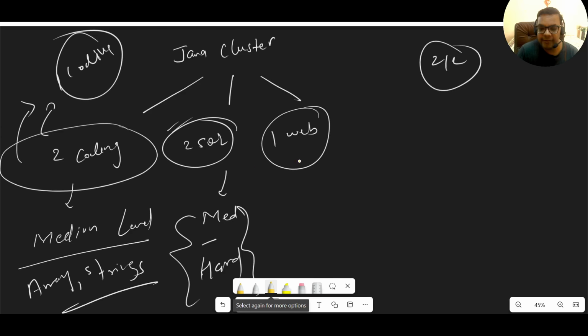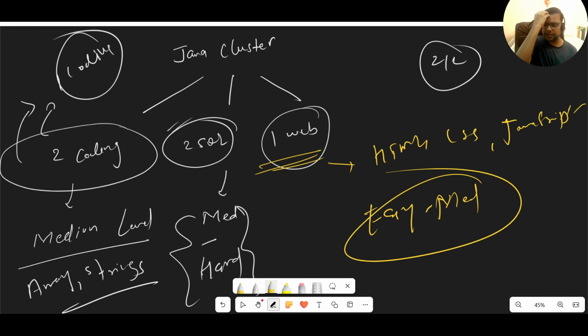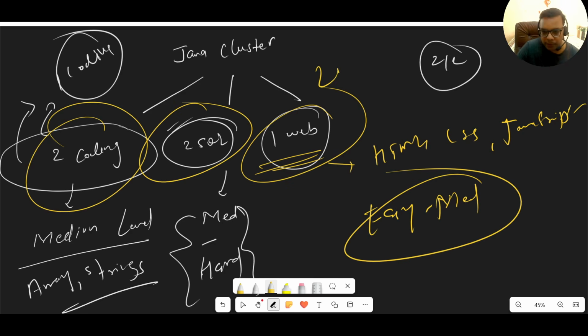Then there is one web-based question. It will be related to HTML, CSS, and JavaScript. Basically, it is a front-end question in which you need to design some front end. It will be easy to medium, but even if you complete half of the question, that is fine. The lowest cutoff will be for the web-based question. For coding and SQL, try to solve 2 by 2, 2 by 2. Please try to solve like this. So this will be your technical assessment.